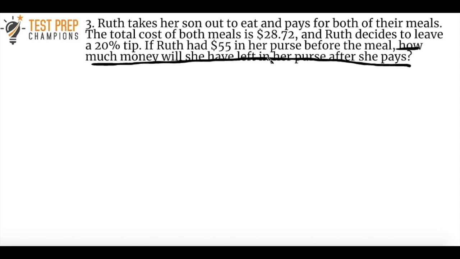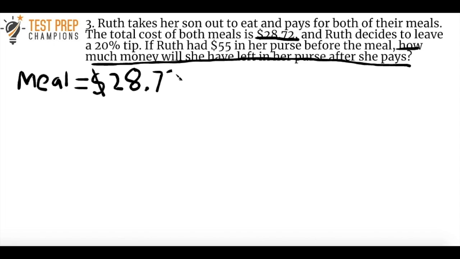So next, let's look at the information that we're given here. We're told that the total cost of both meals is $28.72. So the meal is $28.72. We're analyzing the given information here. So we know that the meal is $28.72, and we know that there's also going to be a 20% tip. But what's also important here is that in addition to that 20% tip, we also have to factor in the fact that she started with $55. So she started with $55 here.